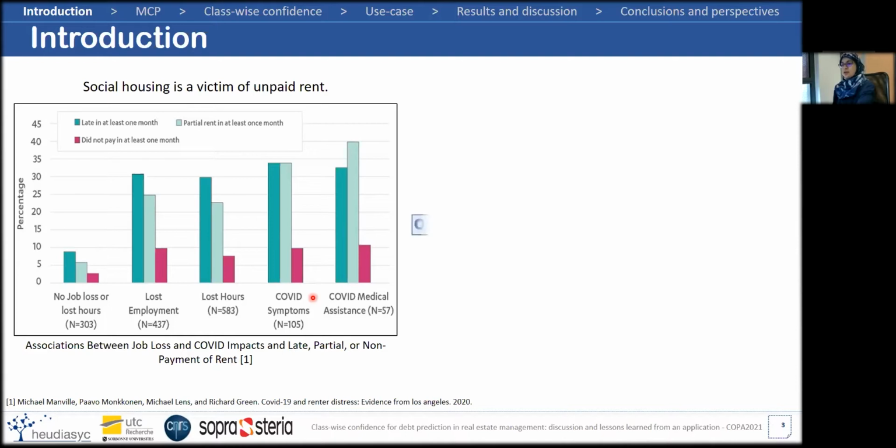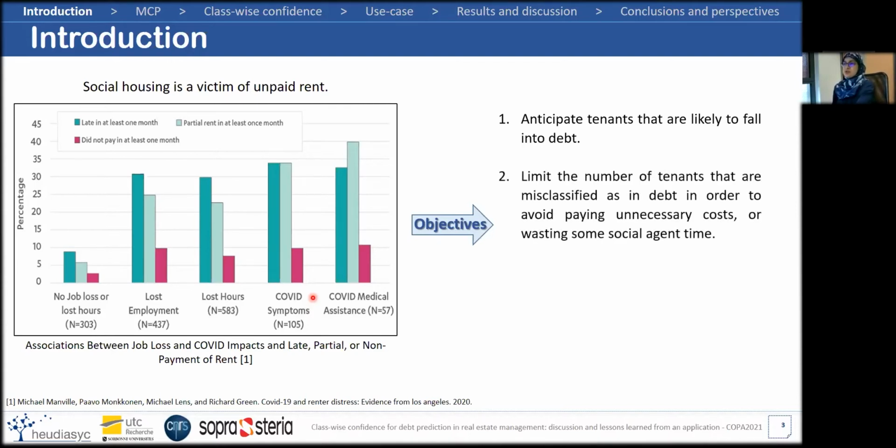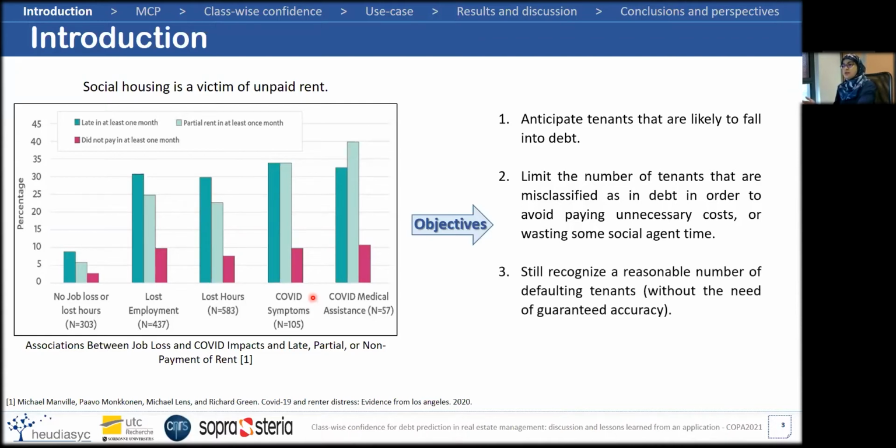The objectives are, first, to anticipate tenants that are likely to fall into debt. The second is to limit the number of tenants that can be misclassified as in debt when in fact they are not, in order to avoid paying unnecessary costs or wasting any social agent's time. The third is that we still want to recognize a reasonable amount of people who are in debt, but we don't really need to guarantee this accuracy or this error rate.